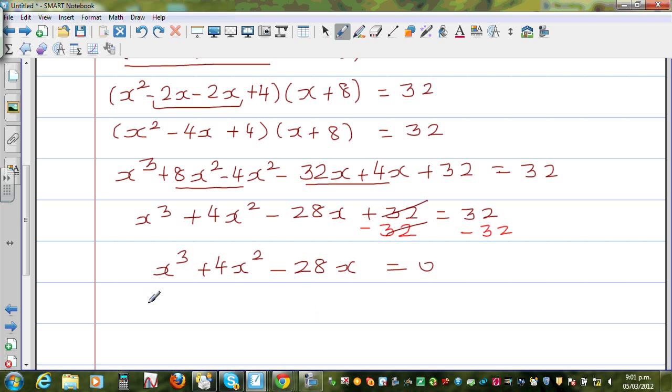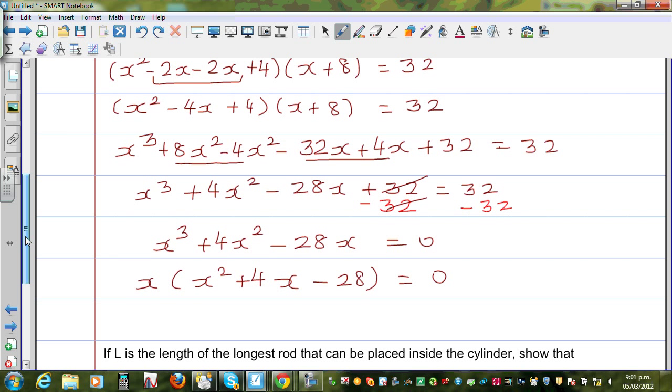So what can you factor out? You can factor out an x. So you've got x times x squared plus 4x minus 28 is equal to 0. You have to find the value of x. So x is equal to 0, or x squared plus 4x minus 28 is equal to 0. Now this cannot be factorized. You can't find two factors of 28 which give you 4.